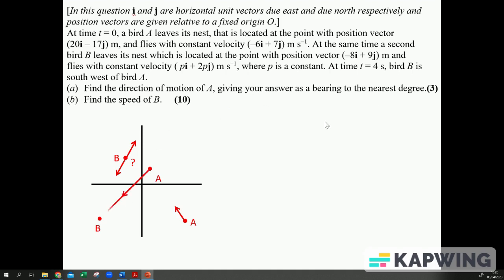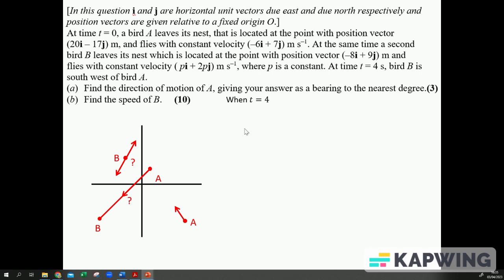And what I'm going to do is find out what this vector is, because I know B is going to be southwest of A, so this must be in a form such that the i component is the same as the j component, because it's going down below the horizontal at 45 degrees. So it might be minus 5i, minus 5j or something, I don't know.